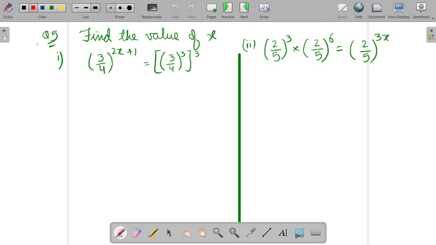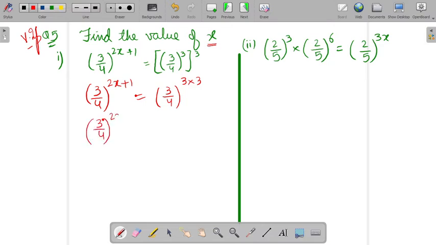Question number 5. Question number 5 is very important. Question is find the value of x. Means you have to find the value of x such that both the terms are equal to each other. So in this case, let's go for the steps. So first we will solve the bracket as much as we can. So 3 by 4, 3 multiply 3. You will multiply the power. So 3 by 4, 2x plus 1 equal 3 by 4 power 9.